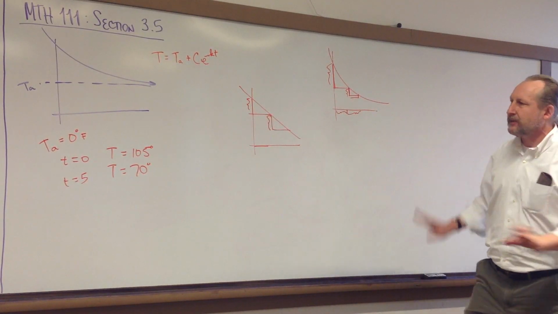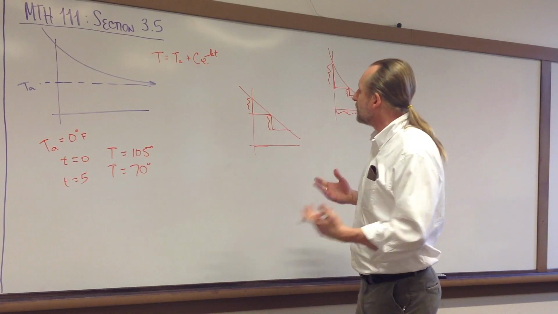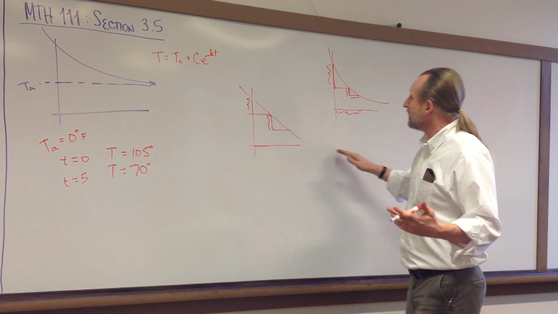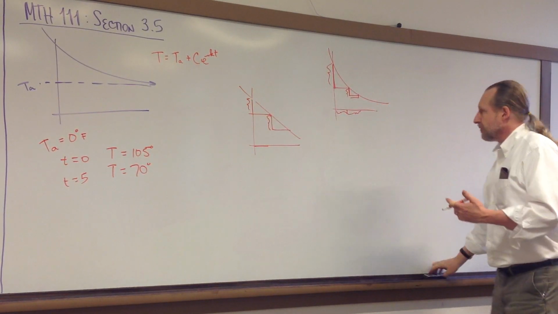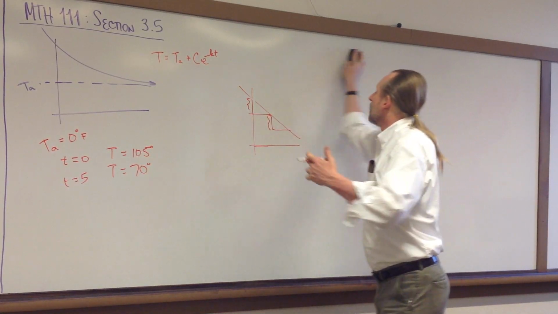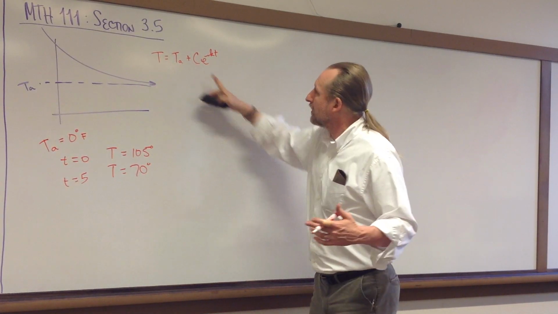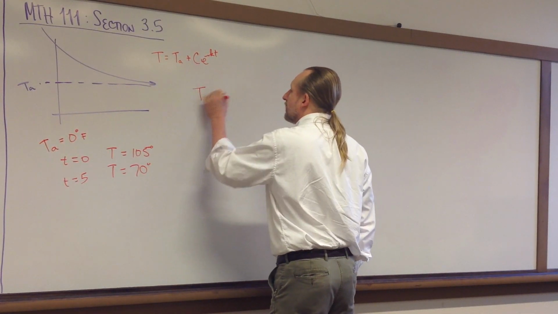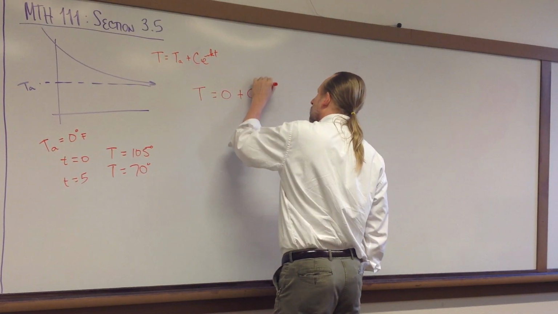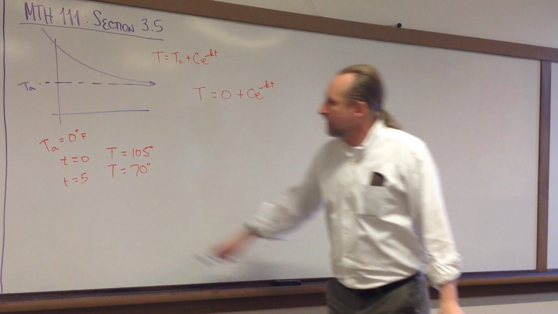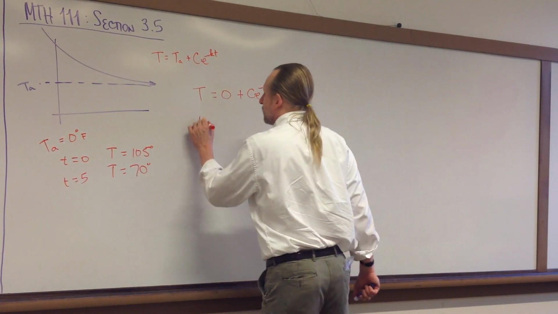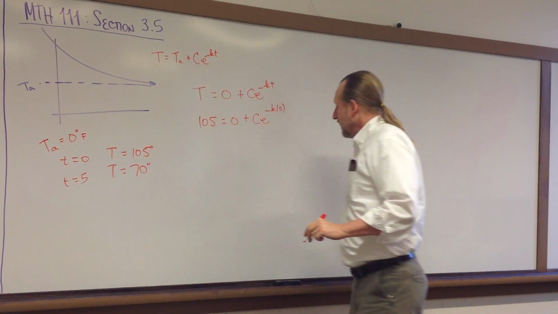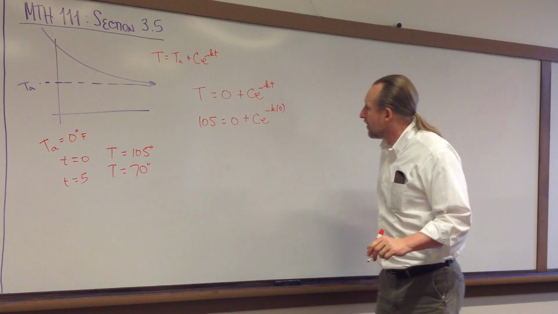Okay? So without doing any calculations at all, I just want to communicate to you how important it is to understand that this is not a proportional or linear relationship, but a curved relationship. Okay? So we need to use the formula or equation that represents this situation. We know the ambient temperature is 0. Okay? And we know at t equals 0, the temperature is 105. Okay? And remember how this works from that last problem.